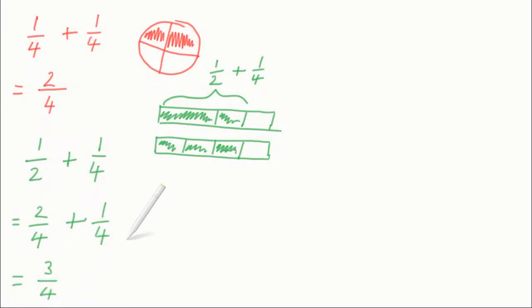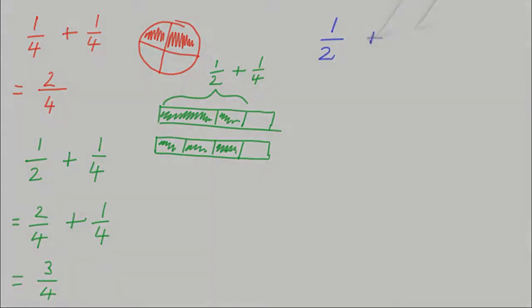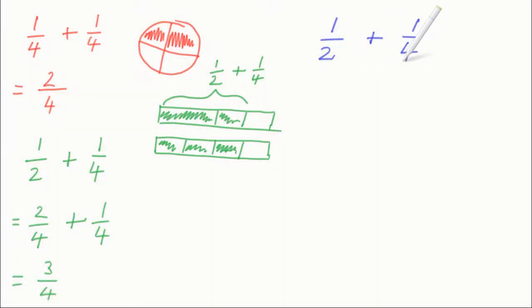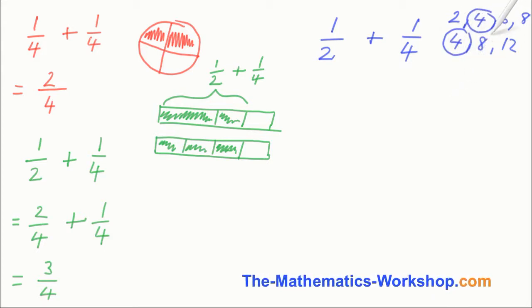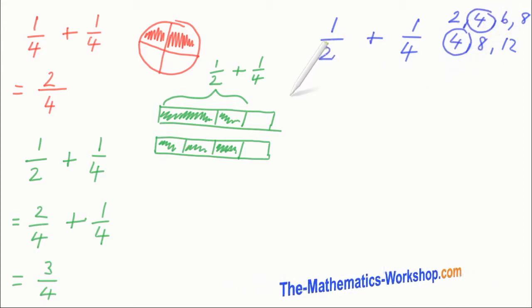So the trick is, how do you do this without the blocks? And really, the method is this. What you're trying to do with the 2 and the 4 is find the lowest number that 2 and 4 both go into. If you don't know how to do this, just count by 2s: 2, 4, 6, and so on. Then count by 4s: 4, 8, 12. The lowest number in both lists will be the lowest number that both of those numbers go into, and in this case it happens to be 4.